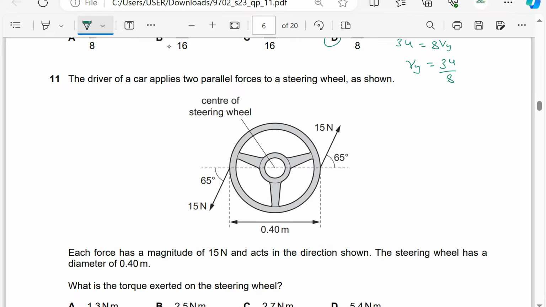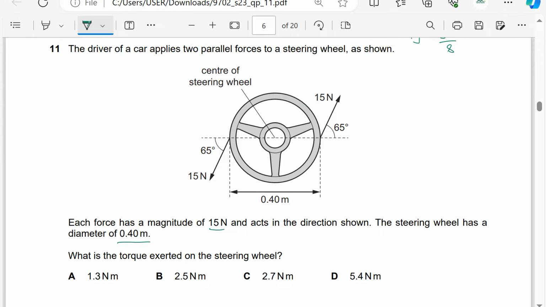The driver of a car applies two parallel forces to a steering wheel as shown in the figure here. So this is a question about torque or moment. Each force has magnitude 15 newtons and acts in the direction shown. The steering wheel has a diameter of 0.40 meters. What is the torque on the steering wheel? Remember, torque is the product of one of the forces times the perpendicular distance if we have two equal but parallel forces. But now we need the perpendicular distance.